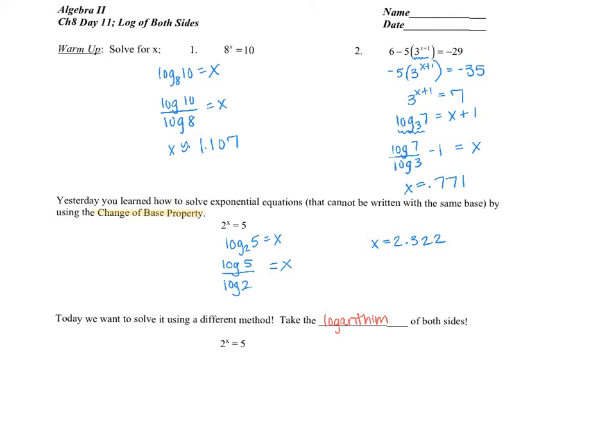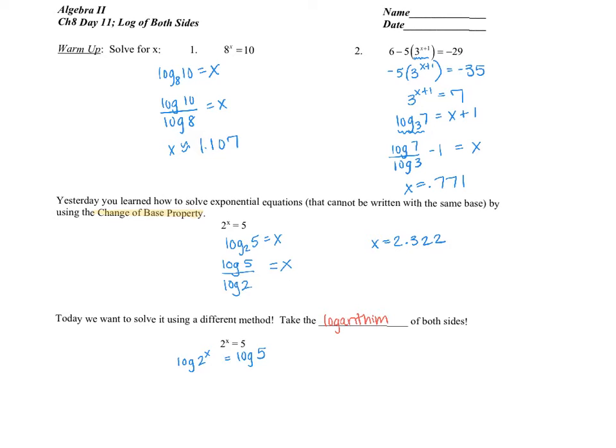If you take a look at this first problem below, we have 2 to the power of x equals 5. We're not going to use the change of base property, which we worked with in the lesson yesterday. What we're going to do here is take the log of both sides. We're going to take the log of the left side of the equation, and the log of the right side of the equation. Whatever you do to one side, you do to the other.